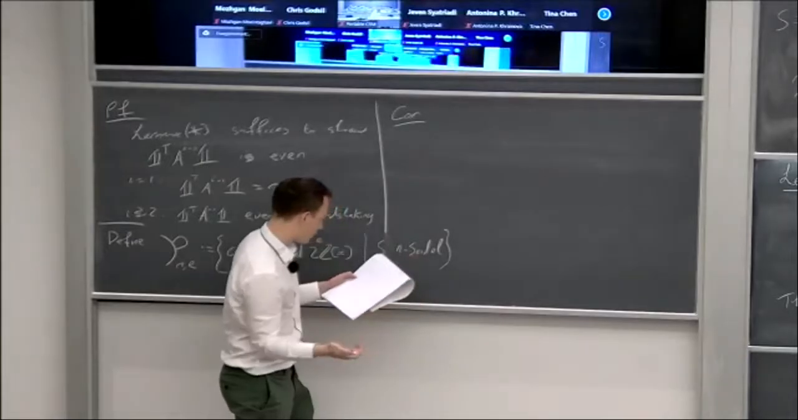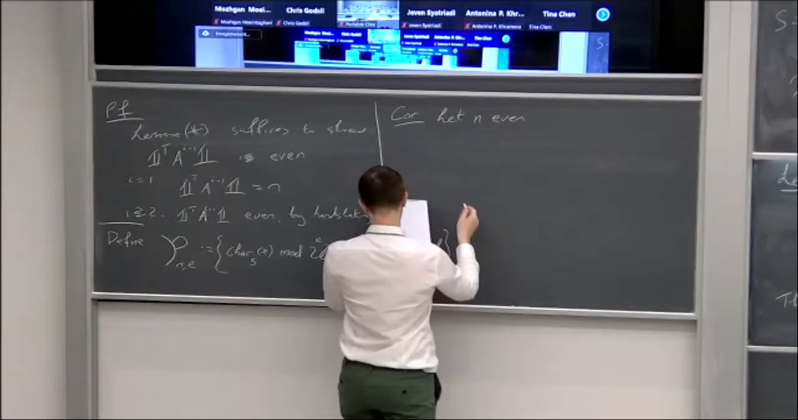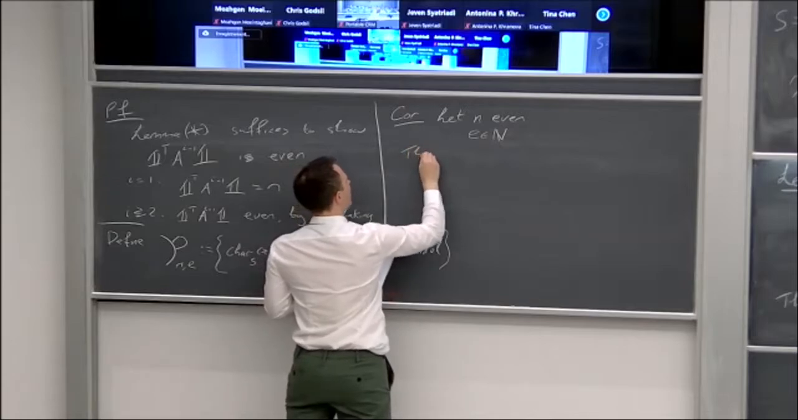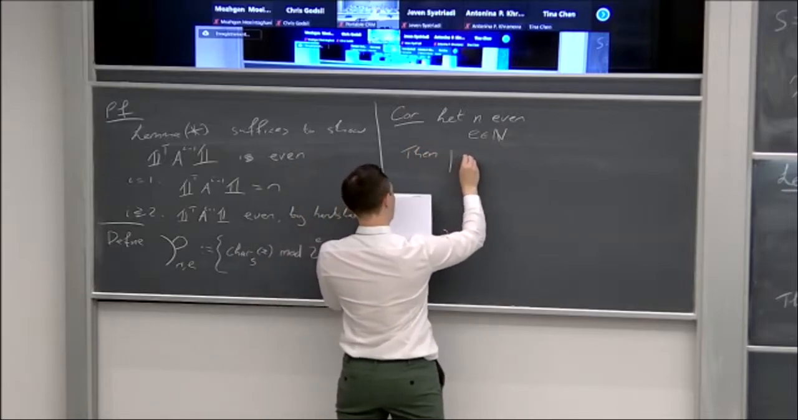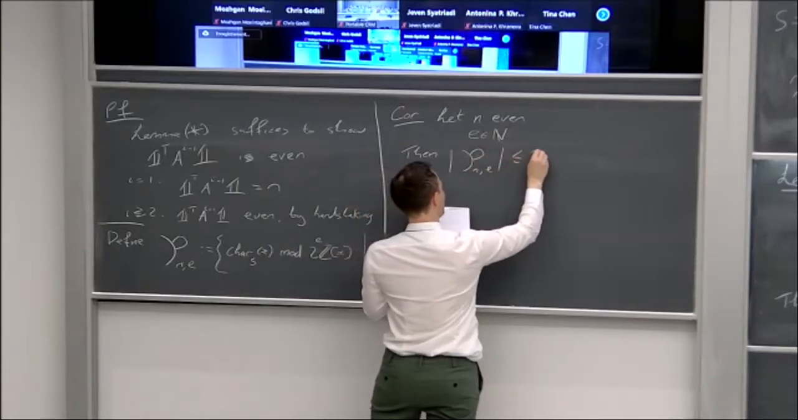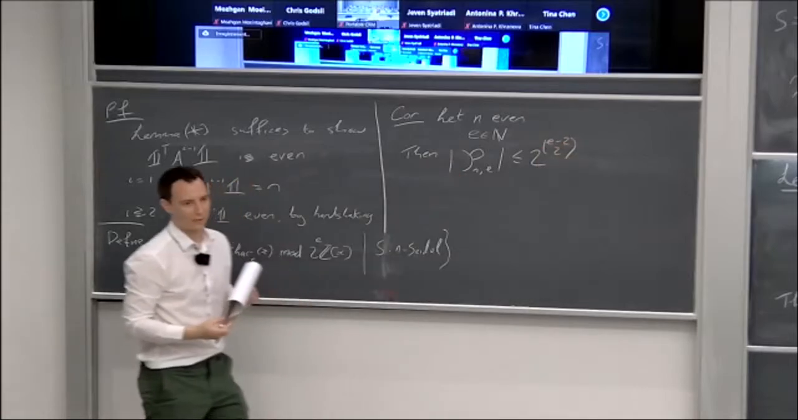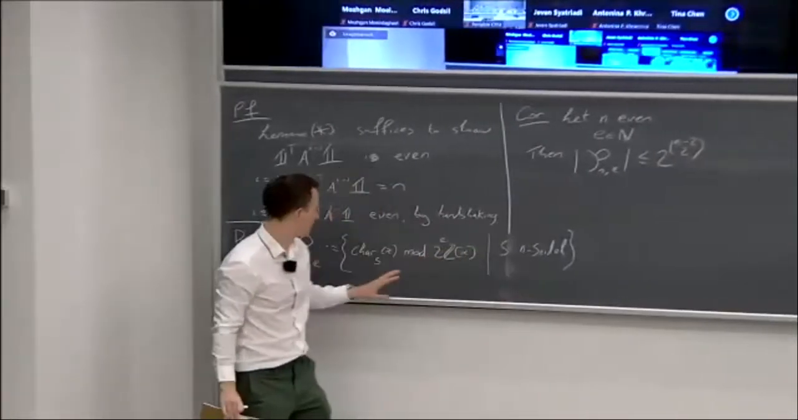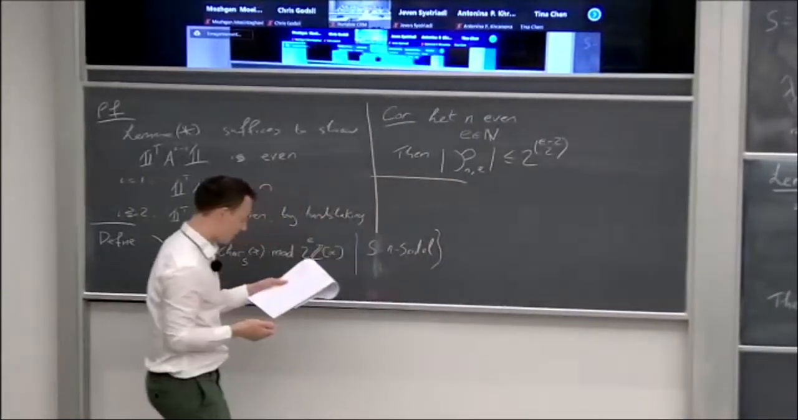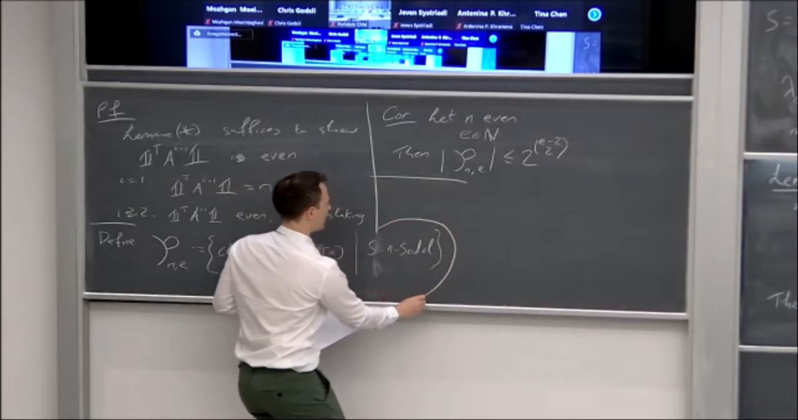So another corollary: we let n be even again, and we'll fix some exponent e. Then we can say that the cardinality of this set P sub n,e is at most 2 to the (e minus 2 choose 2). Okay, so we get a nice upper bound on the cardinality of this set. And the proof, there's not really much to say, but let me just show you how it works.